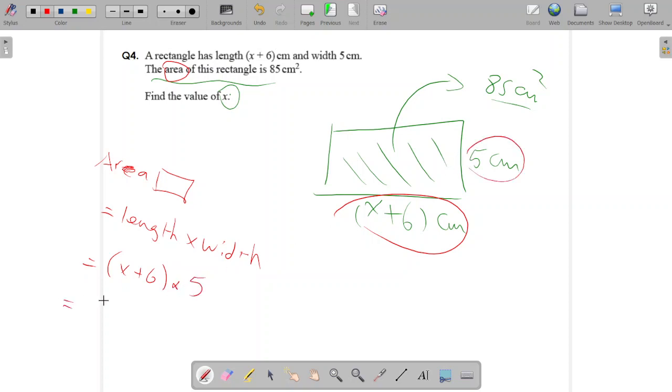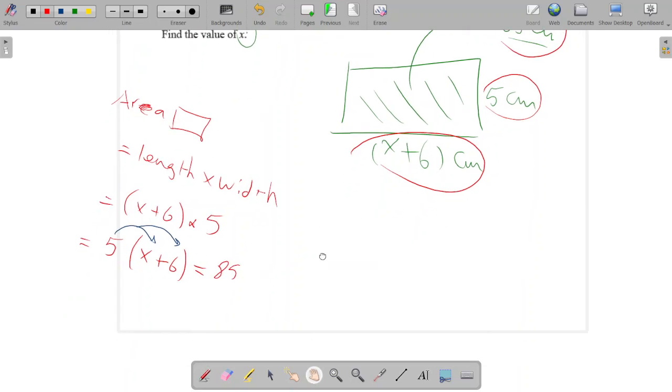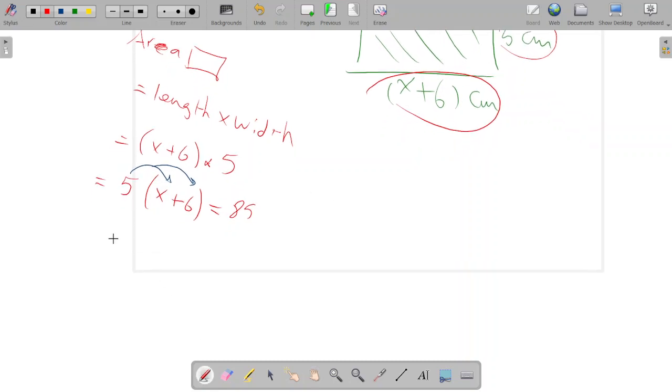Now try to rearrange the equation so you can factorize. Just flip them, okay? Flip the sides, so you can factorize from the left side as you learned to do it. You factorize. And remember, all of that is equal to what? Because this is area, right? All of that is equal to 85. So now you factorize, you will discover that 5x plus 30, you multiply 5 by 6 equal to 30, equal to 85. It means that now what do you need to do?